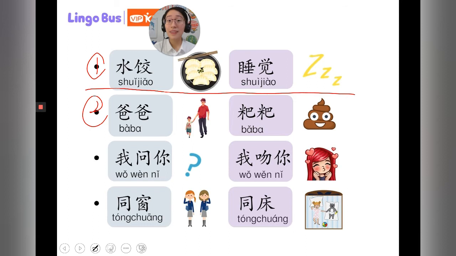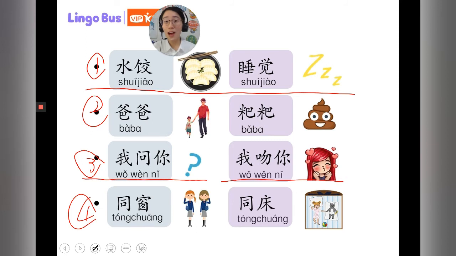The second group is 爸爸, dad, and 爸爸, something smelly. For male teachers, if your children call you 爸爸 instead of 爸爸, that means you're something. Okay, so the next group we have 我问你, I ask you, and 我吻你, I kiss you. So if you're going to ask your friend a question, instead of saying 我问你, I ask you, say 我吻你, I kiss you, you will scare your friend away and you will just lose your friend.